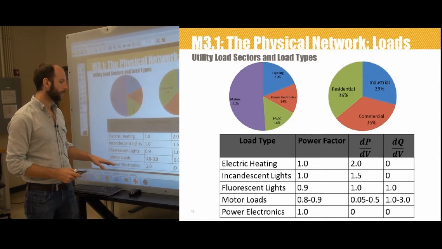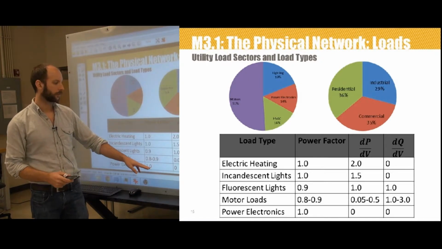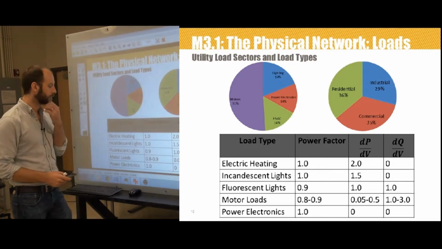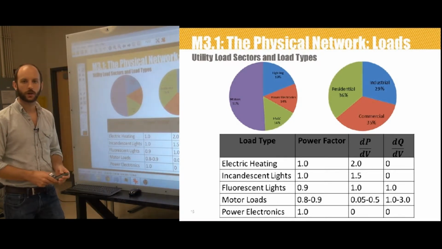And finally, we've got power electronic devices. Power electronics typically all have a power factor of purely 1. They don't respond really any differently to changes in voltage. They've got rates of change of 0, no rate of change.